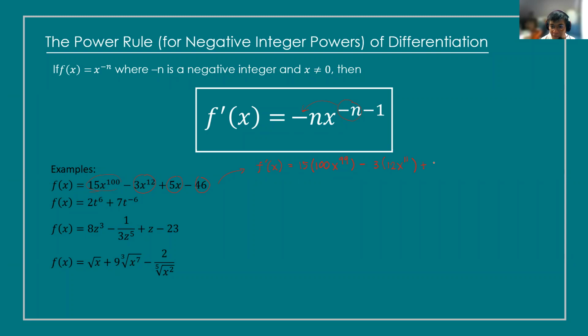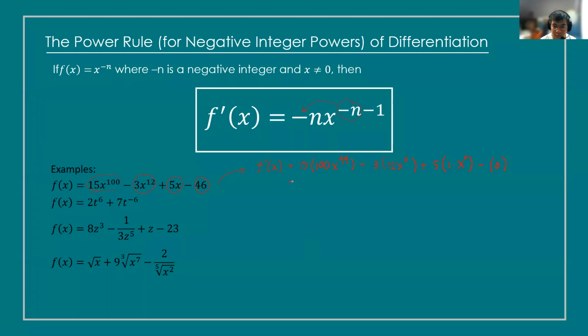Next is 5 times the derivative of x, so that would be x to the power of 1. So 1 minus 1, so again, 1 times x to the power of 0. And then minus the derivative of a constant. So again, as per the first rule of differentiation, if you have a constant, its derivative is equal to 0.